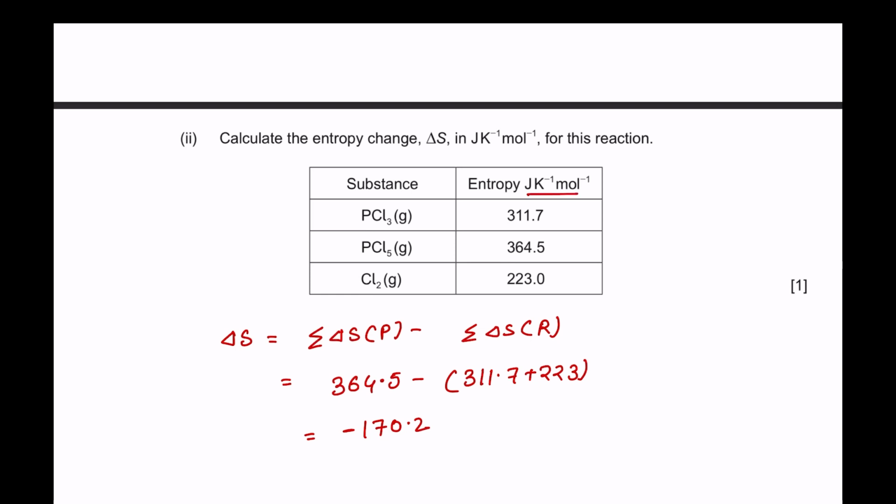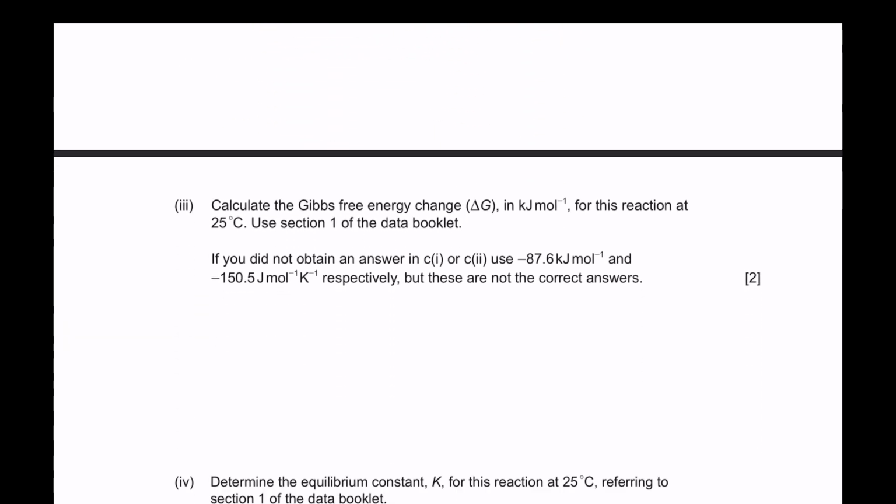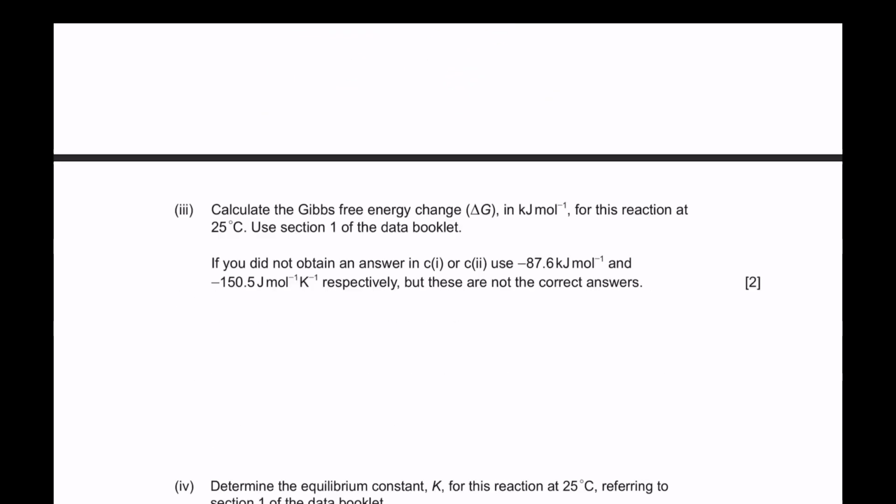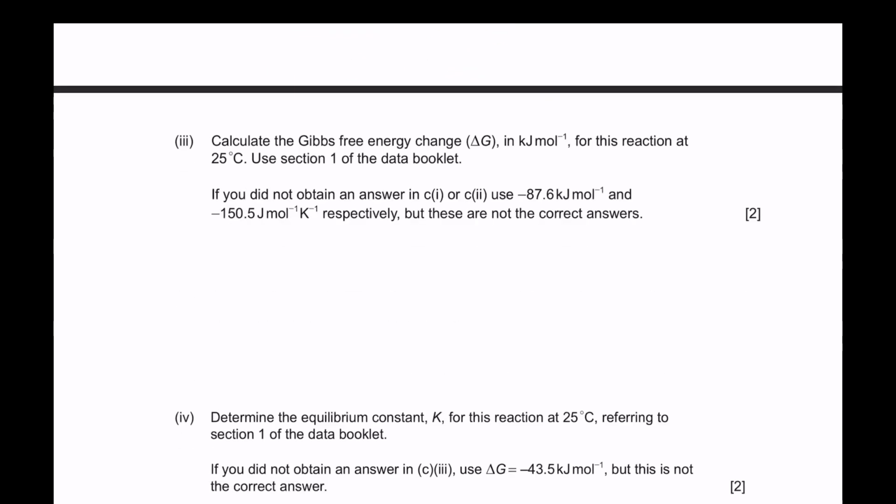The unit will be joule Kelvin inverse mole inverse. This is our delta S, and this is the answer to this part of the question. Next, we have to find the Gibbs free energy change of this reaction at 25 degrees Celsius using section 1 of the data booklet. What do we get from section 1? We basically get the formula for delta G as it is. Delta G is equal to delta H minus T delta S.